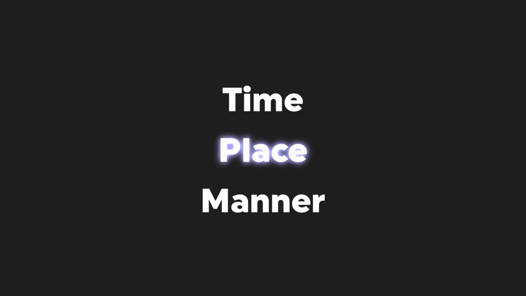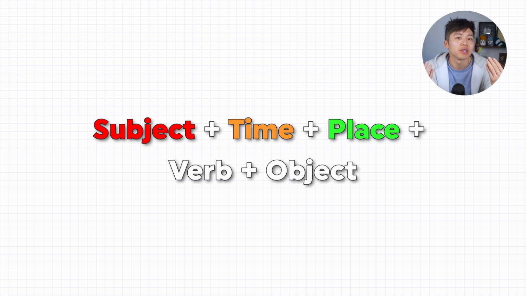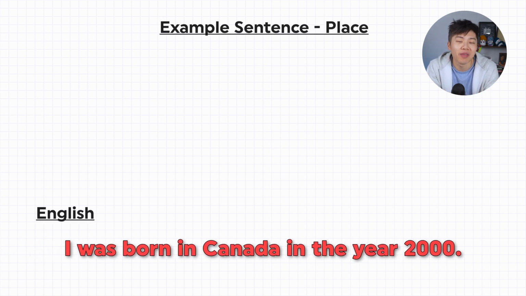Now we add in place. You can add a place element to say where the action happens. And the usual word order in Chinese is subject, time, place, verb, object. Okay? This sounds most natural in both Cantonese and Mandarin. For example, I was born in Canada in the year 2000.